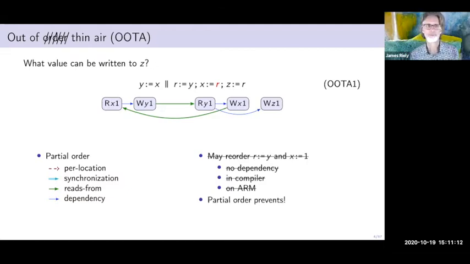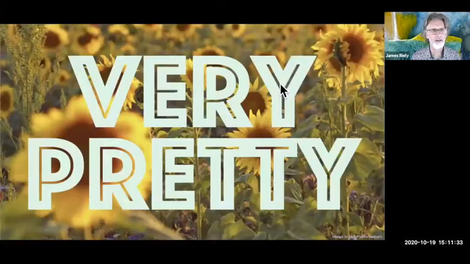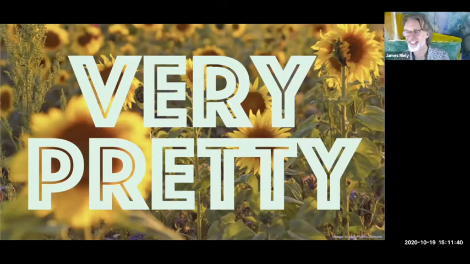So, the partial order clearly prevents this, because look, I've got a cycle, right? So once I've got dependency, there's a cycle here, and that's great. Sorry, let me back up. I think that slide was a mistake. I just want to say, this is very pretty, okay? This is really nice. So we're ruling out a thin air behavior just by having cycles, yeah?